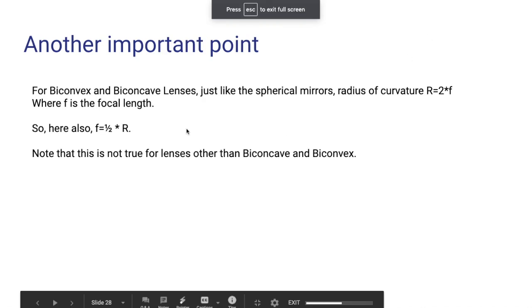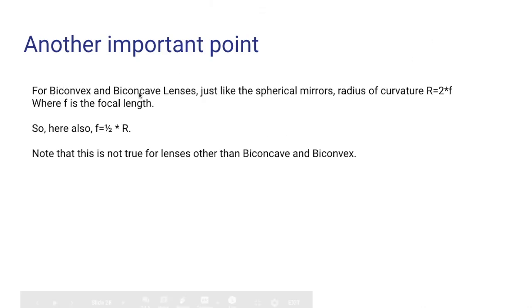Okay, another important point is, for biconvex and biconcave lenses, just like spherical mirrors, the radius of curvature will be 2f. So focal length f will be half of the radius of curvature. But you have to also remember that this is not true for any lens other than biconcave and biconvex. There is a big formula for that, but that is not there for 10th standard, so you can forget about it.